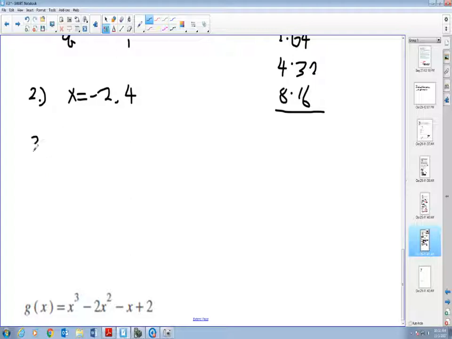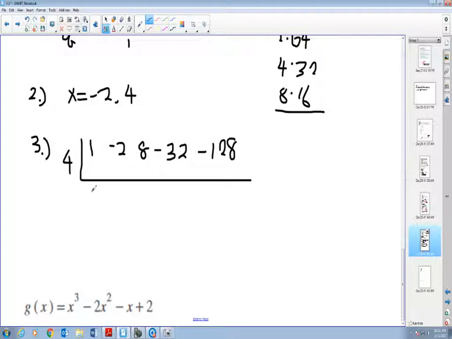Alright, so go through our synthetic division to knock my exponent down to an x squared. So my coefficients are 1, negative 2, 8, negative 32, and negative 128. Alright, I'm going to use positive 4 first. I'll bring down the 1, that's 4, add them up, 2, that's 8, add them up, 16, 16 times 4, 64, that will be 32, 4 times 32 is positive 128, remainder is 0, so this is 1x to the third now.